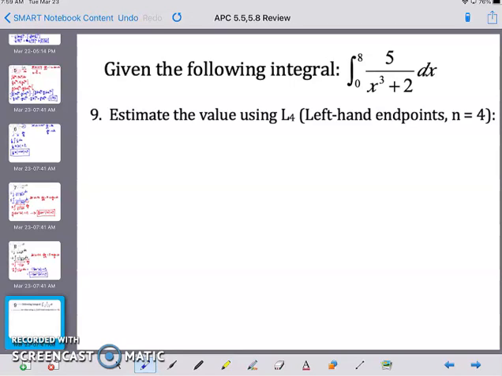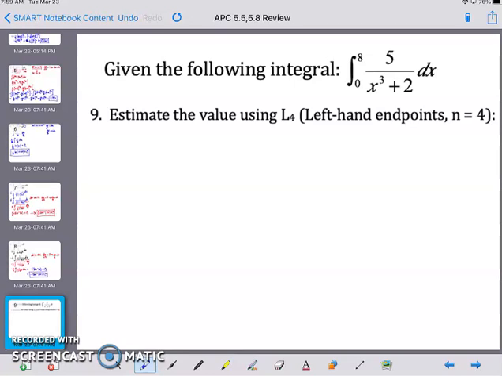The last page of our review packet, we are given the following integral: the integral from 0 to 8 of 5 divided by x cubed plus 2 dx. And we are asked to estimate the value of this integral using 5 different methods of approximation. Left-hand endpoints, right-hand endpoints, midpoints, trapezoidal rule, and Simpson's rule. Basically the only two new ones here are the trapezoidal rule and Simpson's rule.